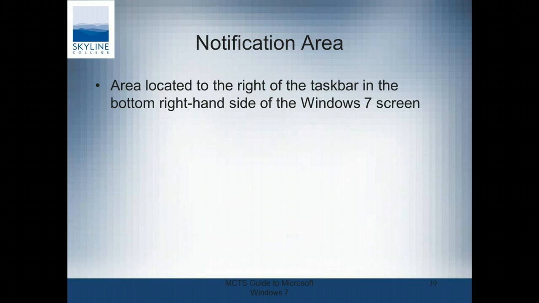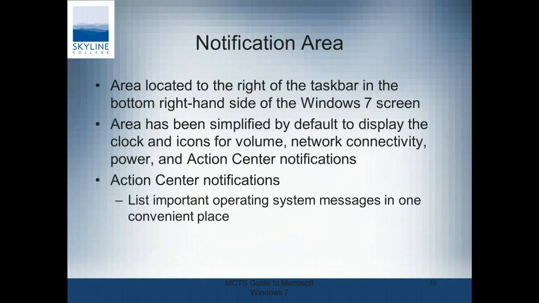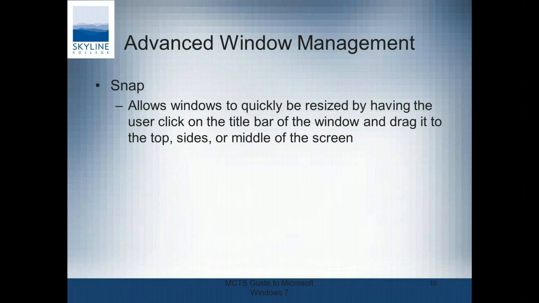In the notification area, the bottom right corner, the right of the taskbar, that will actually tell you if you have an issue with the system. It'll pop up. The little red flag means you probably should go look and see what's going on with the system. The Action Center gives you the notifications, and that all is available through that area.